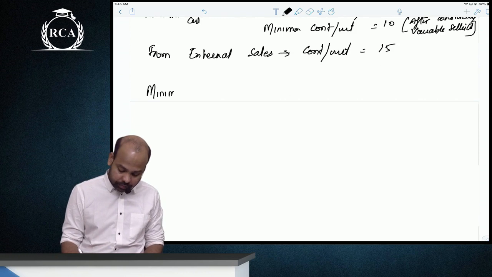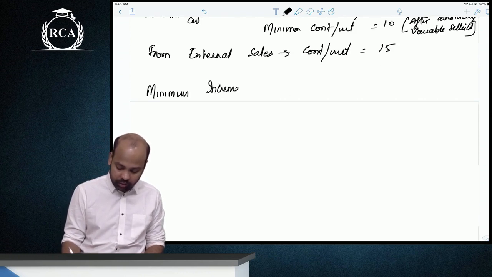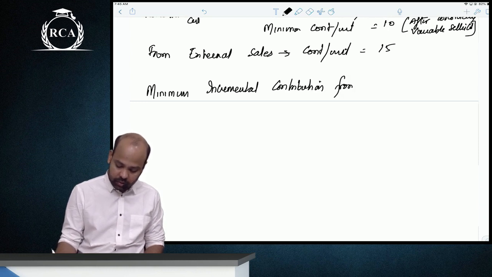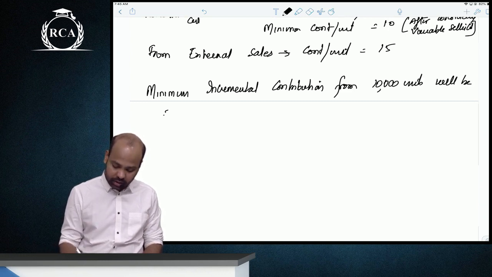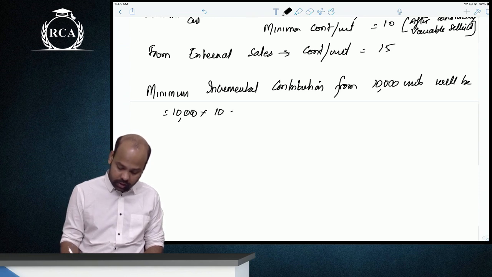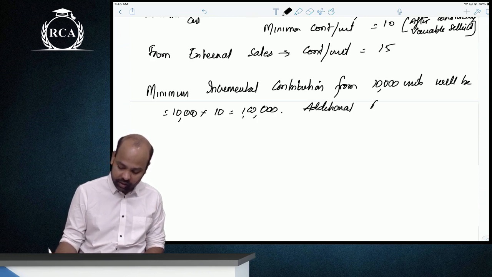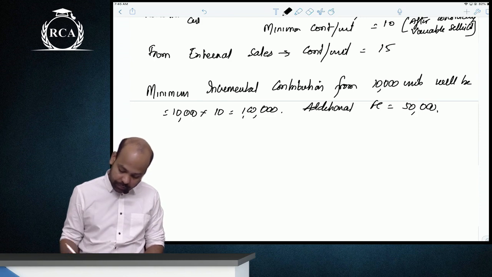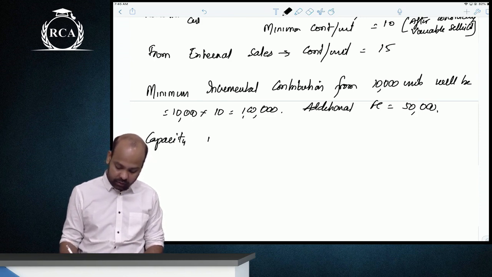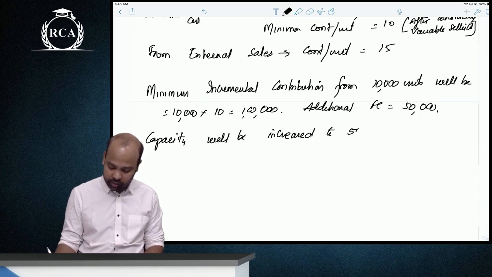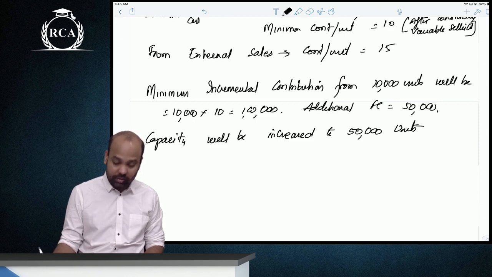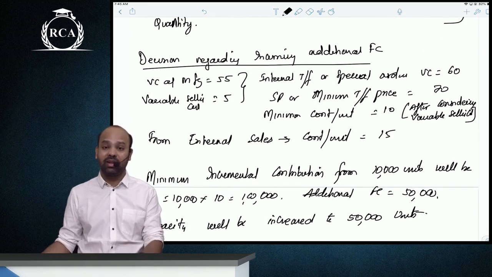The minimum incremental contribution, guys, incremental contribution from 10,000 units, beta, will be 10,000 into 10, guys, 1,00,000 rupees. Whereas the additional fixed cost beta is only 50,000. So what am I supposed to do? Very clear, sir. Capacity will be increased to 50,000 units. Okay, sir. You will not stop beta, you will go till the maximum extent possible, 50,000 units. So this is the decision that I've taken regarding additional fixed cost.